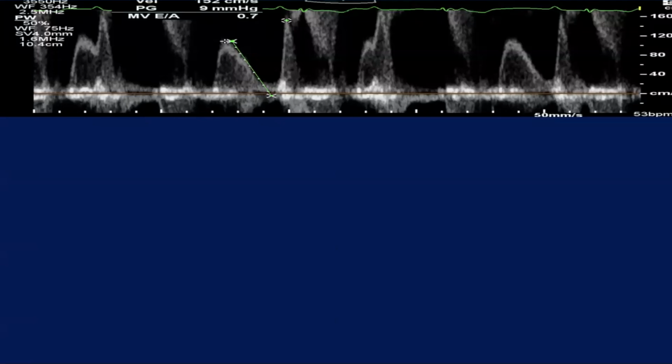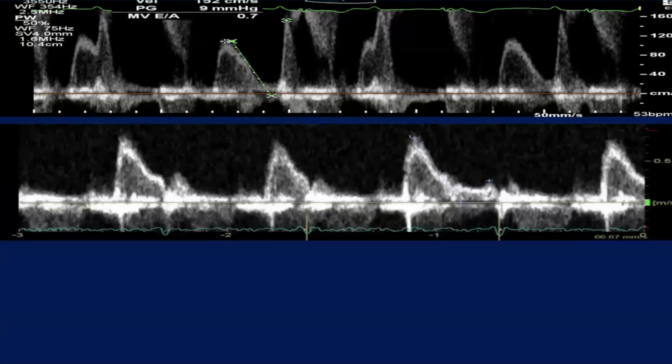So what do we have here? Normal and fused, normal and fused. So this patient was having 2-to-1 AV block. Yeah. And how about this one?